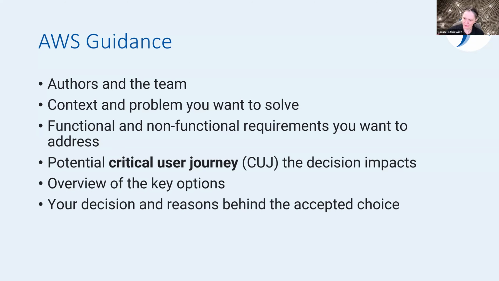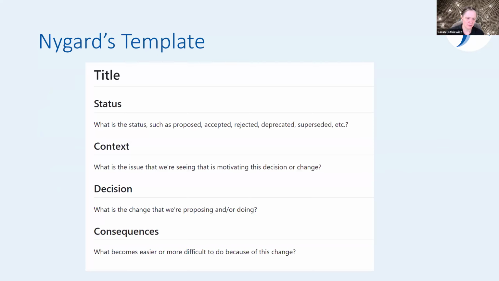So AWS had a lot of other things that you see in other ADR templates, but the thing I wanted to point out is that critical user journey. User experience or user journeys are important for things like that.